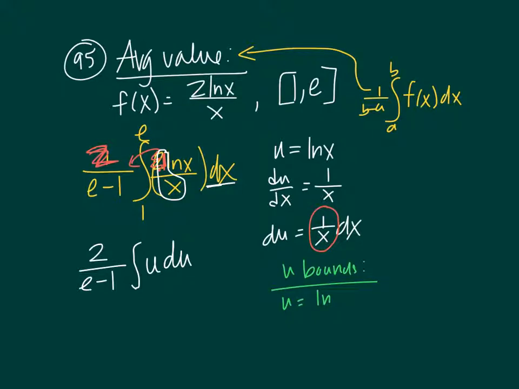So the natural log of 1 is our favorite, 0. And the natural log of e is also another favorite. What's the natural log of e? I hope you said 1. Okay, so it's 1. So the bounds go 0 to 1. And I have 2 over e minus 1. The integral of u, that's just u to the 1 power. So I just do a good old power rule. It's going to be u squared over 2. And I'm going to be evaluating that from 0 to 1.